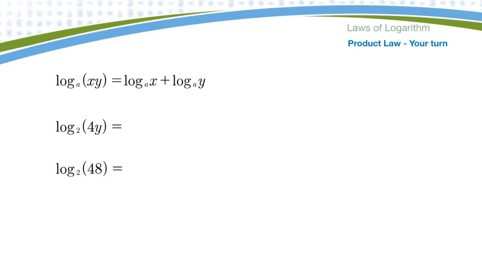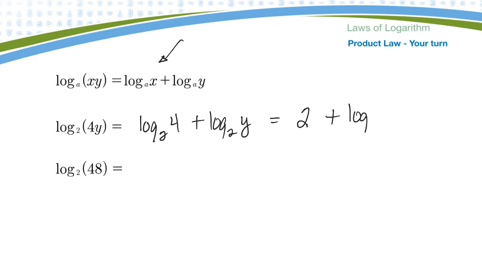Why don't you try some of these? Just follow the law and see if you can figure it out. Press pause and play. So this one, I could say it's log base 2 of 4 plus log base 2 of y. And again, the first thing I can simplify, 2 squared is 4, so that whole thing is just 2. So 2 plus log base 2 of y.